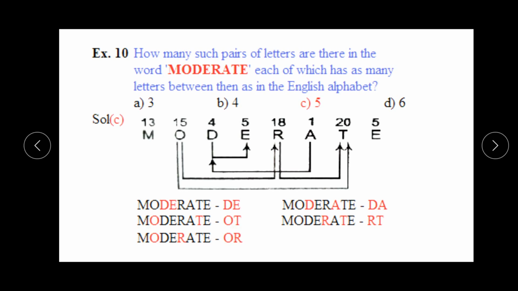The third is O R. Here there are 2 letters between O and R, and in the English alphabet also there are only 2 letters between O and R. That is 15, that is 18, it means 16 and 17. The next is D A. This is the time when we talk about left to right or right to left. These 3 pairs are from left to right, but this D A is the pair from right to left. This also we will count. Here also between D and A there are 2 letters, and in the English alphabet also there are 2 letters, B and C, between D and A. It means there are 5 letter pairs in the word moderate.